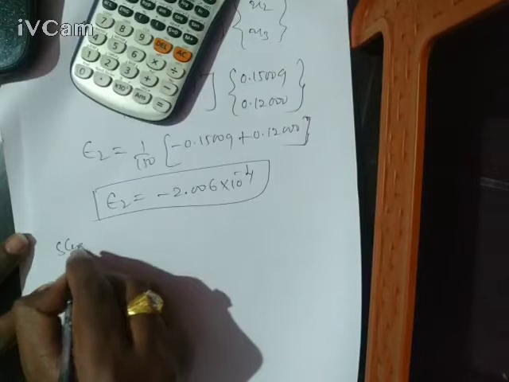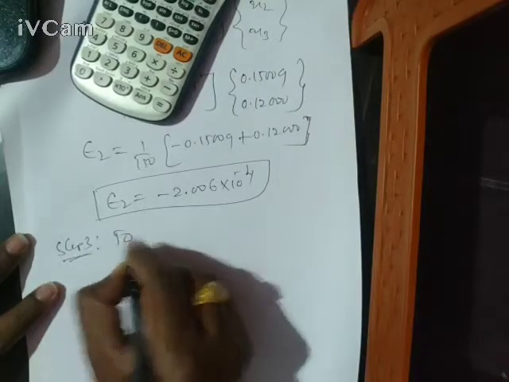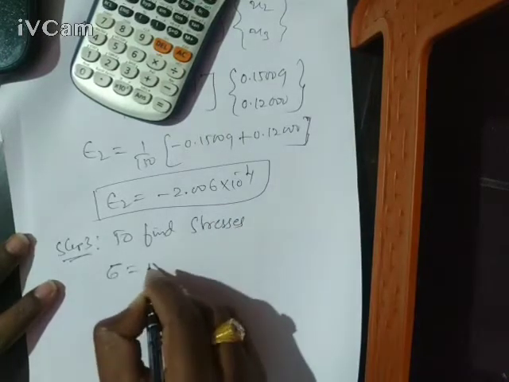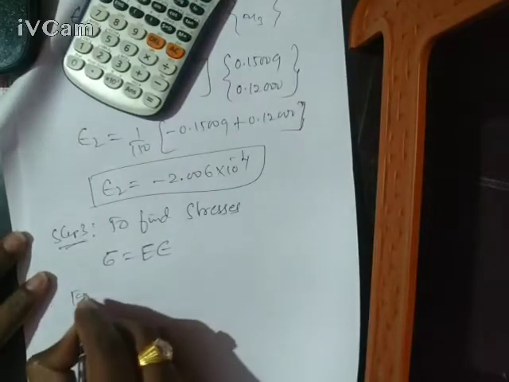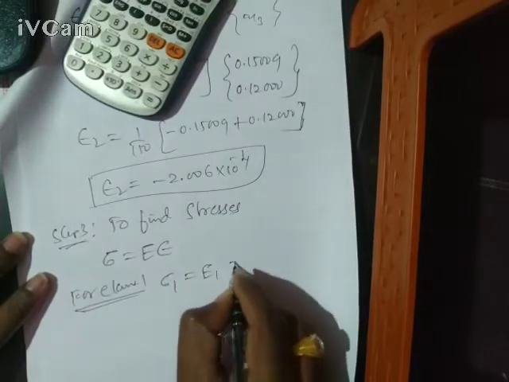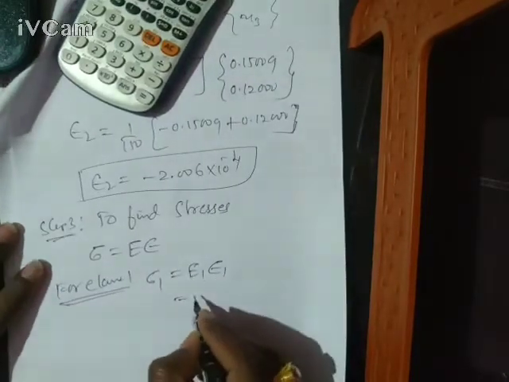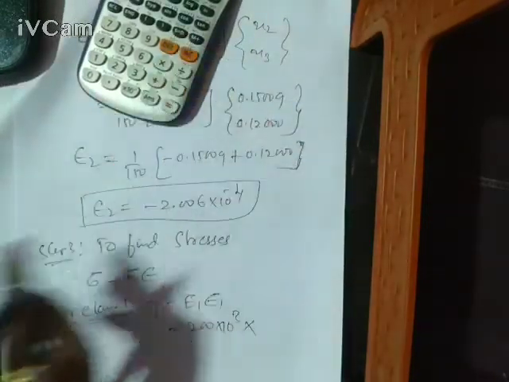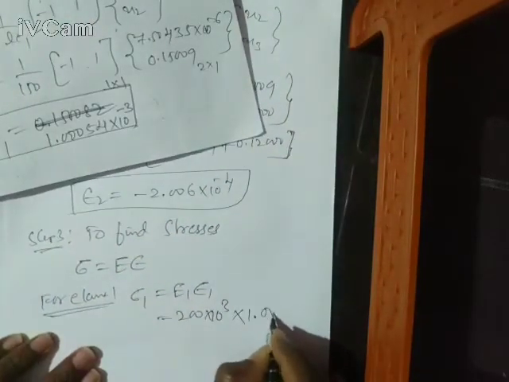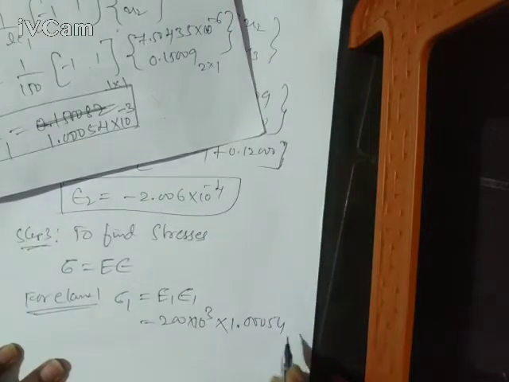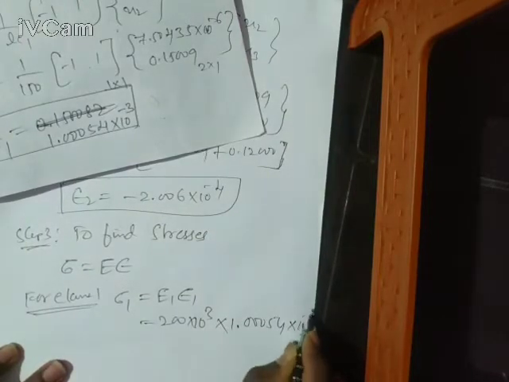Next, what is step 3? Step 3 is to find stresses. So what is the stress value? Sigma is equal to E into strain. So for element 1, what is sigma 1? E1 into strain 1. What is my E1? E1 is 200 into 10 to the power 3. What is strain 1? We know strain 1 value is 1.00054 into 10 to the power minus 3.